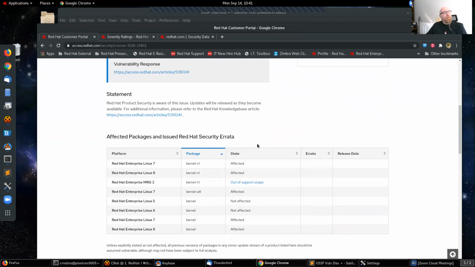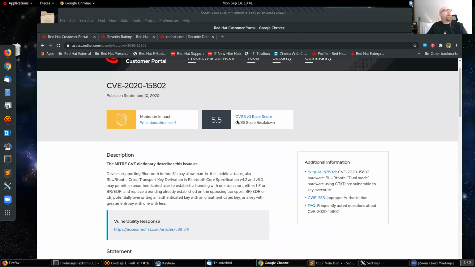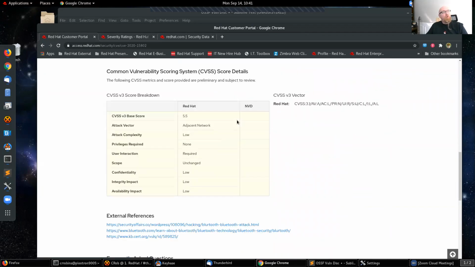I heard someone mention MITRE. As we all know, the NVD is the best thing ever, and they are always up to date and accurate. Well, for this particular CVE, 15802, we have issued our CVSS score. This is our analysis of the issue in the context of Red Hat. And as soon as NVD updates their database, we will provide that information publicly, showing side by side how NVD analyzed it versus us.